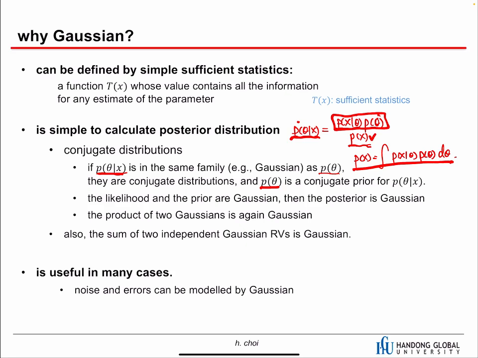Also, the product of two Gaussians is again Gaussian, like this. And the sum of two independent Gaussian random variables is Gaussian. So it's really convenient to estimate some distribution. And finally, Gaussian distribution is useful in many cases. For example, noise and errors can be modeled by Gaussian distribution. Most of the time we assume that the errors or noise are Gaussian.